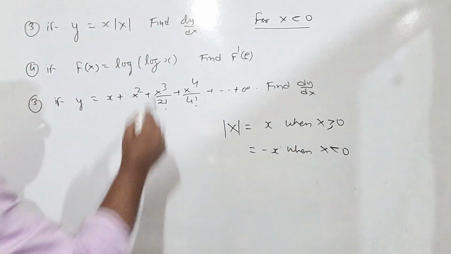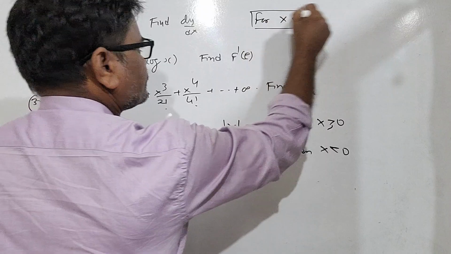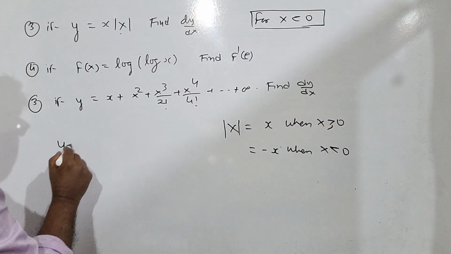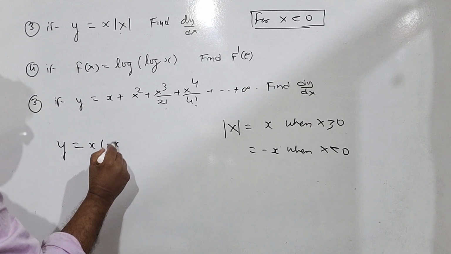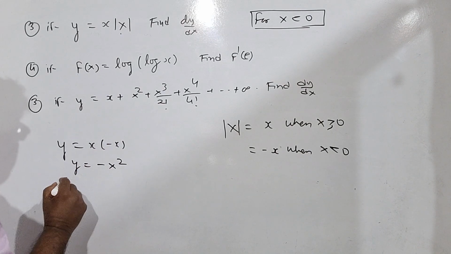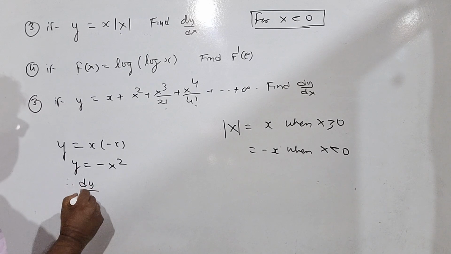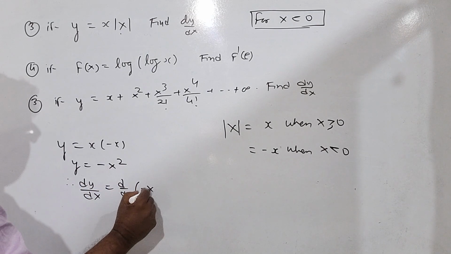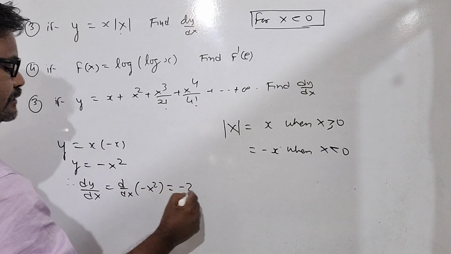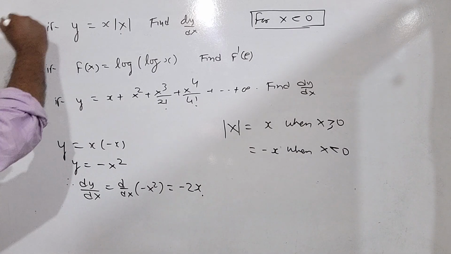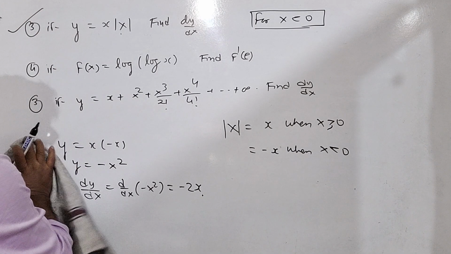So here what is given? x is already given as less than 0. Therefore mod of x can be written as minus x. So this will become minus of x square. So very easy now, dy by dx is d/dx of minus x square, that is minus 2x. Simple. So this problem is over. First problem is over.